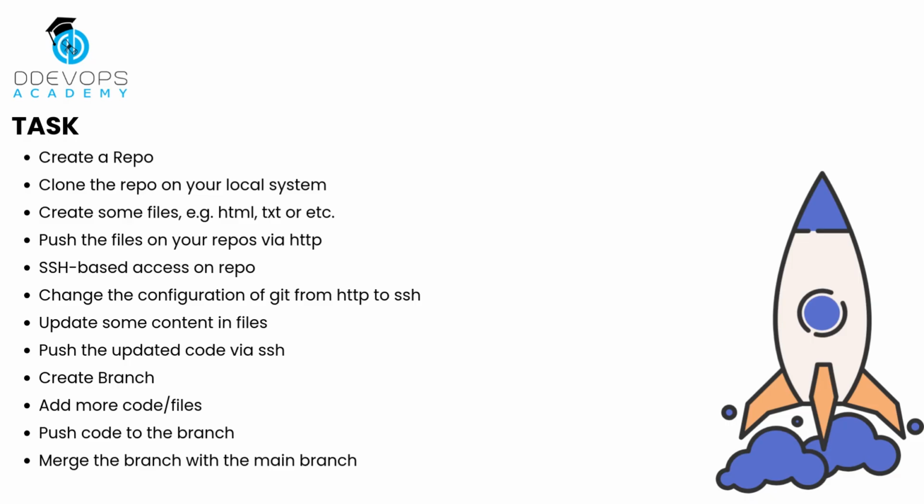Let's walk through a practical Git workflow. First, create a repository and clone it to your local system. Add some files, like HTML or text, and push them using HTTP. Then, configure SSH access and switch Git from HTTP to SSH. Update your files and push changes via SSH. Next, create a new branch, add more code, and push it to that branch. Finally, merge your branch into the main branch to complete the workflow. This sequence builds real-world Git proficiency step by step.